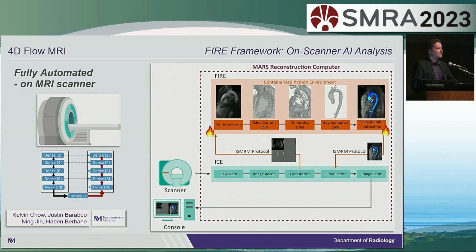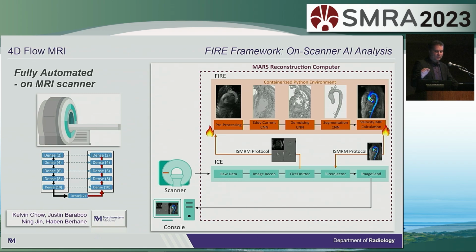Another option, and this was also shown yesterday already, is that with these types of tools, you can bring it directly to the scanner. The colleagues at Siemens have developed this FIRE framework, which lets you implement these types of algorithms directly in the scanner very flexibly with different coding languages. So you can use Python or MATLAB or similar approaches. And the idea here is that on the scanner, the data is taken out of the reconstruction pipeline. You can do your processing, and then it gets injected back in.